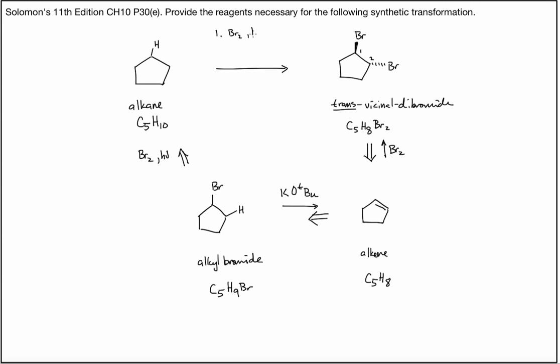Moving in the forward direction and writing the reagents, step 1 is going to be molecular bromine with a radical initiator of light. Step 2 is going to be our dehydrohalogenation with potassium tert-butoxide. And finally, step 3 is going to be treatment with molecular bromine only. Notice there's no light in this case. That's going to take the alkane to the alkyl bromide, to the alkene, to the vicinal dibromide. This has been a screencast on multi-step synthesis, demonstrating the reactions learned in the radical halogenation chapter.